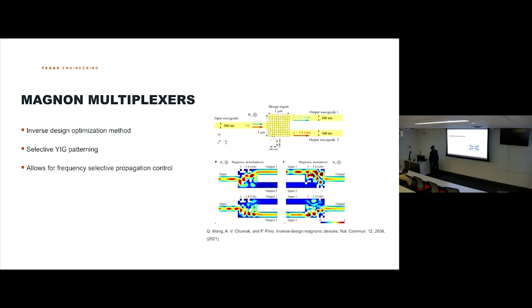The inverse design method basically optimizes the material distribution in a grid using some gradient descent algorithm, and it decides whether or not a material should be placed in each of these boxes. And what this does is it allows for non-intuitive designs that couldn't easily be theoretically calculated by a human.